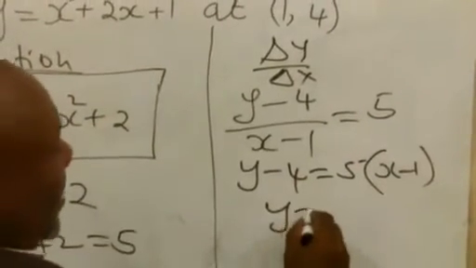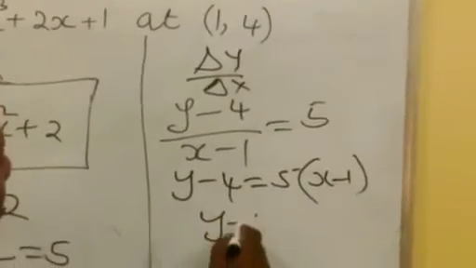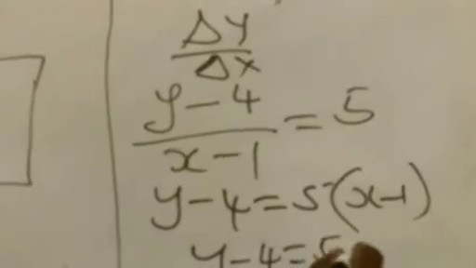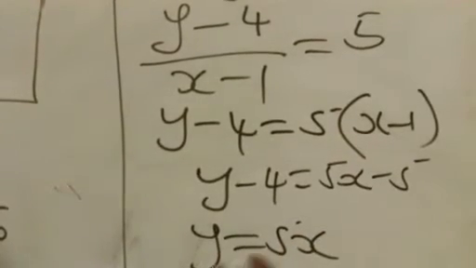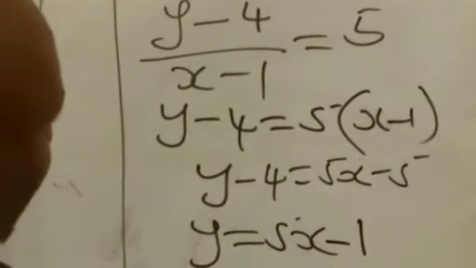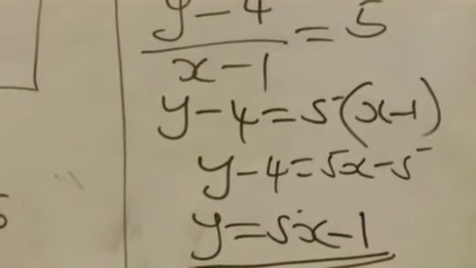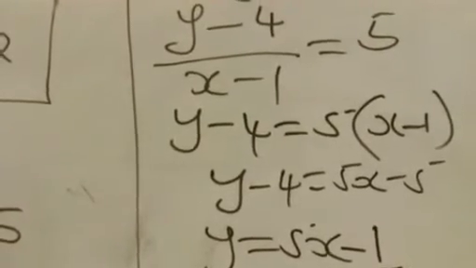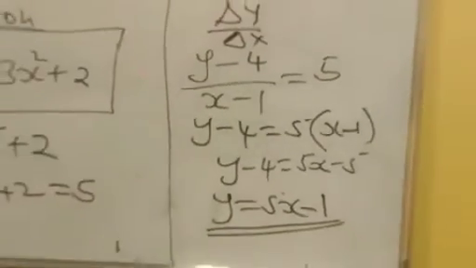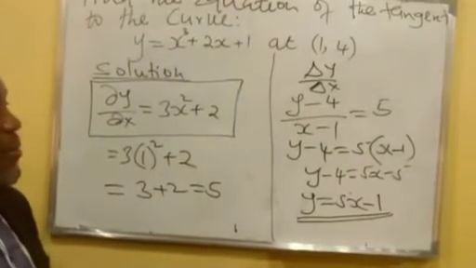First of all, y minus 4 equals 5x minus 5. So that y will be equal to 5x minus 1. That will be the equation of the tangent. Y equals 5x minus 1.